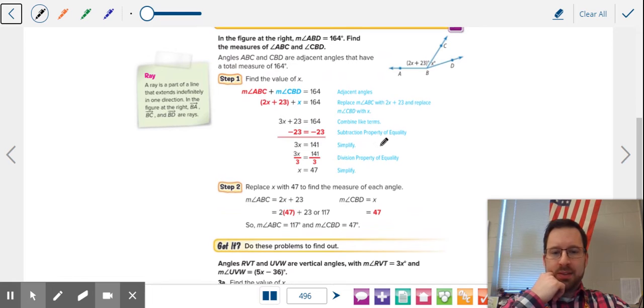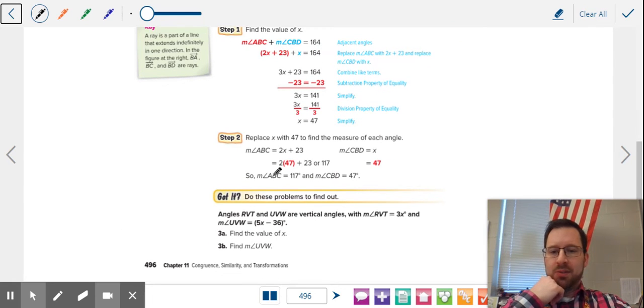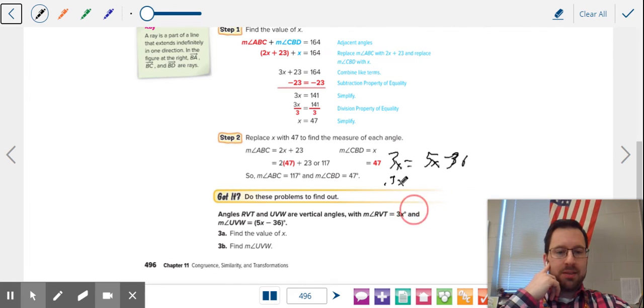All right, lastly, let's take a look at these. We know that angles RVT and UVW are vertical, so that means that they are opposite each other and equal. So 3x equals 5x minus 36, and this should bring back memories of our two-step and multi-step equation days. Get rid of the smaller variable first, take away 3x on both sides, you get 0 equals 2x minus 36. Next, undo addition before you undo multiplication.